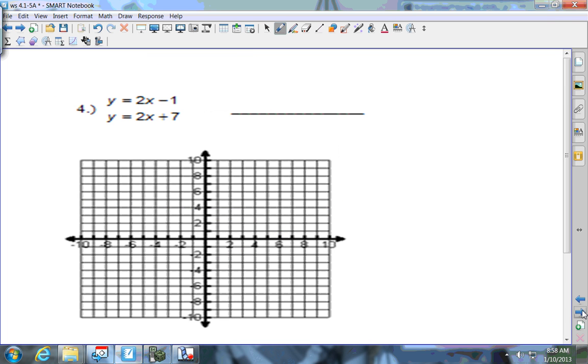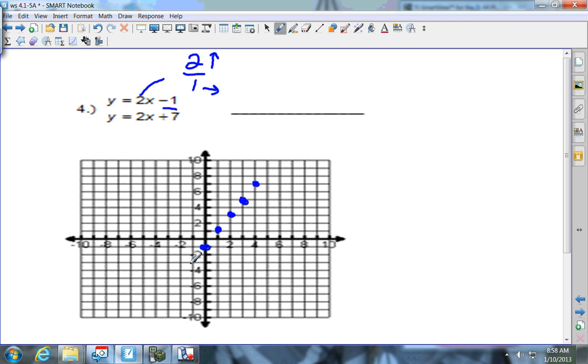Next one, number 4. I'm going to start right here and plot on the first equation, plot my y-intercept at negative 1. The slope is this number in front of the x, which is 2. It's not a fraction, so I put it over 1. It's positive, so it means go up 2 and to the right 1. So I'm going to start here and go up 2, to the right 1, and put a dot. Up 2, to the right 1, put a dot.